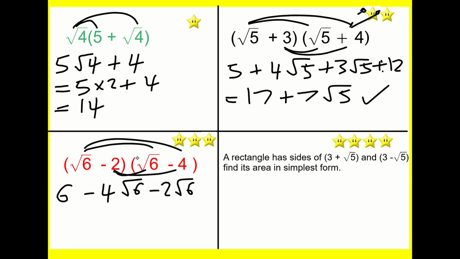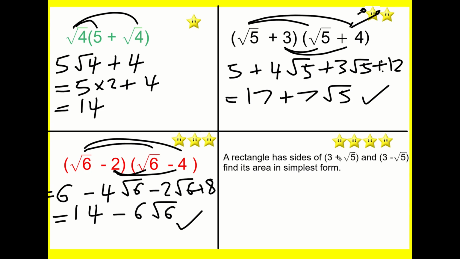And then here we go. We need to be careful with this. I've got minus 2 times minus 4. So that's going to be a double negative. I'm going to get plus 8. 6 plus 8 is 14. And then I'm going to be minusing 6 root 6. Good. Okay, last one. It's more of a wordy one, but it's the same sort of idea.